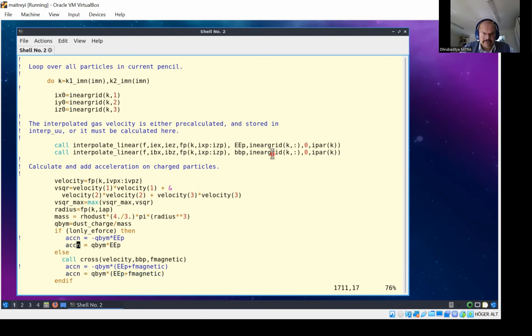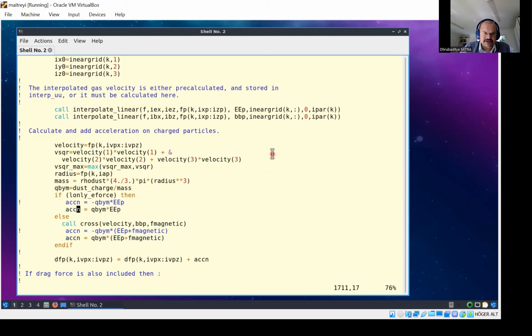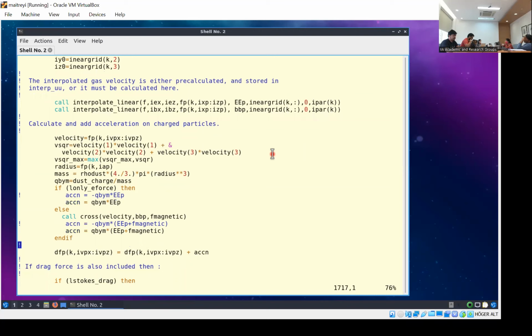Now I have Q by M, and now I am calculating the acceleration. The rest of it, just a few lines, were there for testing. There is a flag called only electric field. If you do that, then the acceleration is just Q by M multiplied by electric field. If it is the general case, then you also add the V cross B. So Q by M times E plus F magnetic, and F magnetic is the cross product of velocity and the magnetic field. Is that clear? You have the acceleration. Was there a question? Yes.